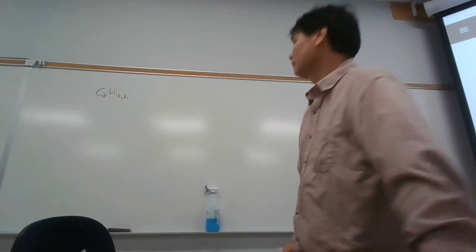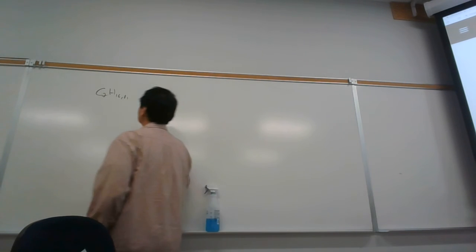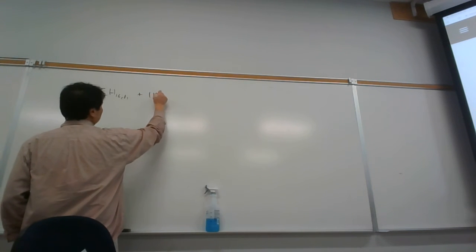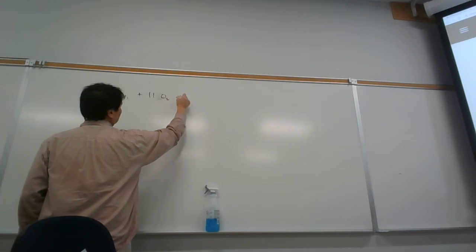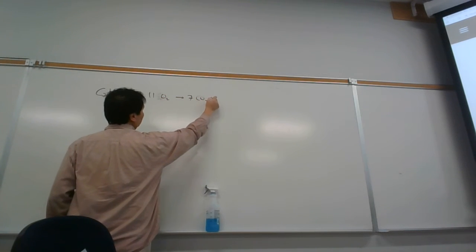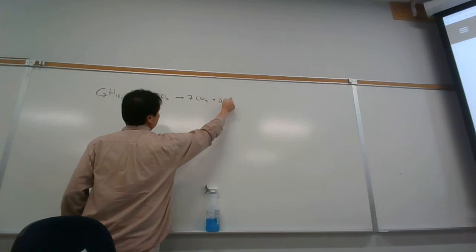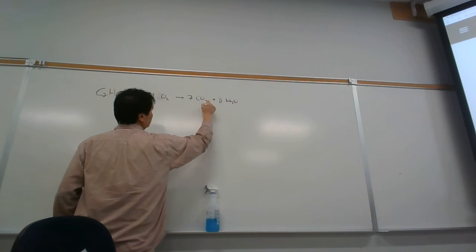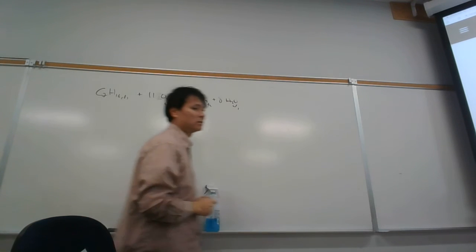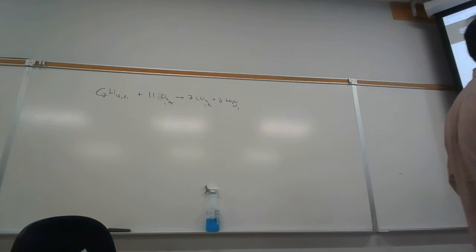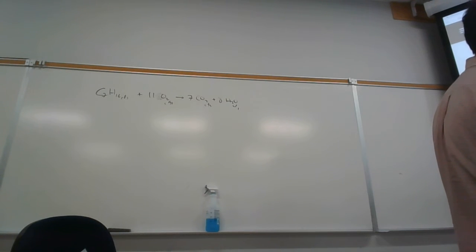All right, so what did you get for heptane? C7H16 plus 11 O2 yields 7 CO2 and 8 H2O. CO2 is gas, H2O is liquid, O2 is gas. Yep, that's what we have here. That's good.